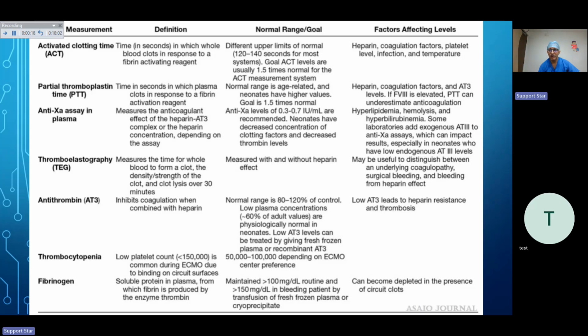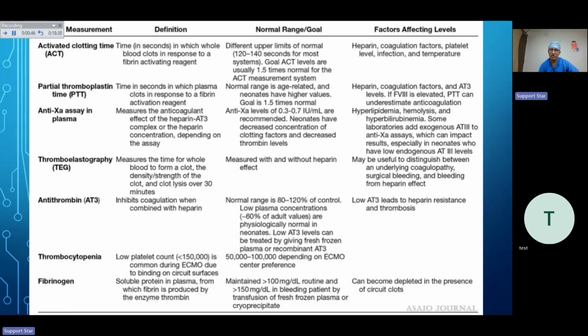But that can be affected by a lot of factors like coagulopathy, hypofibrinogenemia, hypothermia, etc. So sometimes we have to supplement or complement with APTT also. That's usually kept at around 50 to 60 seconds or sometimes more as required. But the best test is anti-Xa, but most of the centers don't have it here. Usually it's kept between 0.3 to 0.5 international units per ml.